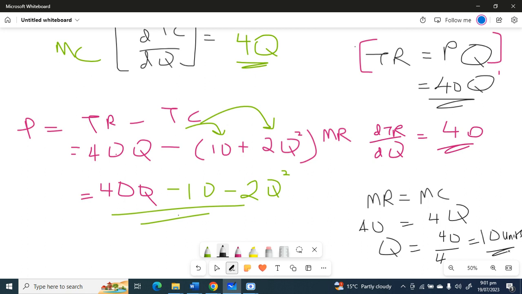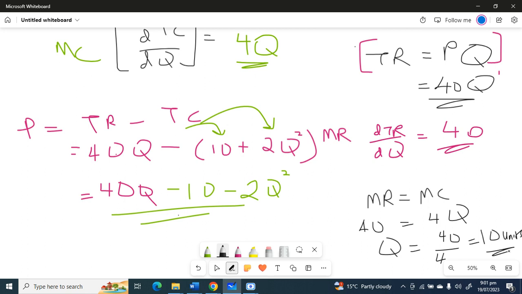Any units below 10, our profit will be less than the profit we would have got at 10 units. Any units above, the profit first will start reducing slowly, slowly, slowly. That's when you now start entering losses.